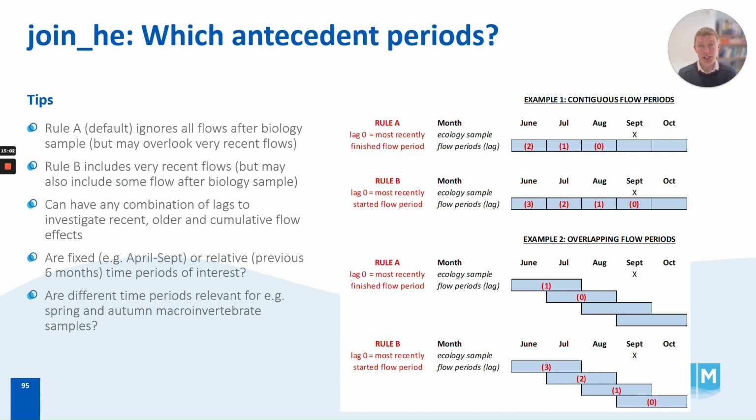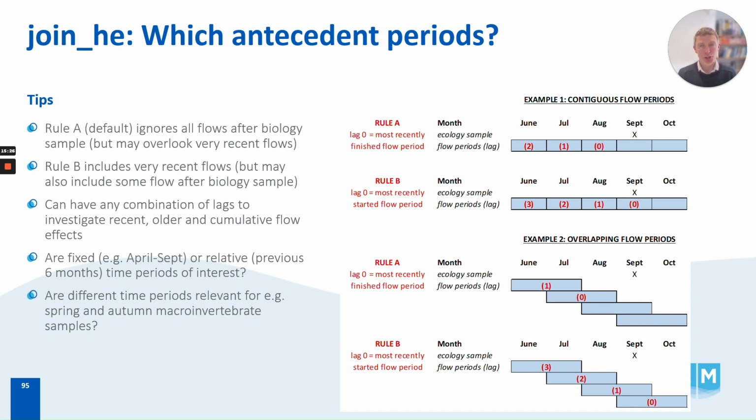When we're using the join HE function, we can have any combination of lags. So that gives us the flexibility to investigate either very recent flow conditions, or flow conditions that have happened further back in the past, or a combination of recent and older flow conditions. So we can look at the total or cumulative effect of flow conditions at different points in history.